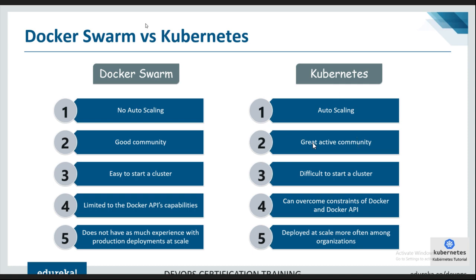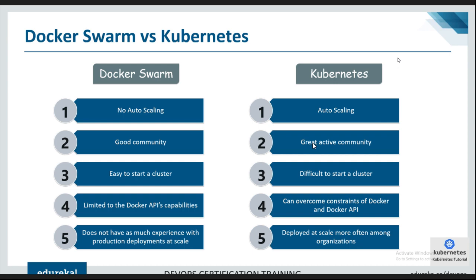And that's why these are the main advantages of Kubernetes. It can offer auto scaling. It has a great active community. Obviously, as compared to Docker Swarm, it's difficult to start a cluster, because for any novice or beginner who is working on this technology for the first time, this will be a bit tougher. And this can overcome constraints of Docker and Docker APIs, whatever is observed in Docker Swarm. And this can be deployed at scale more often among multiple organizations, as compared to Docker Swarm.